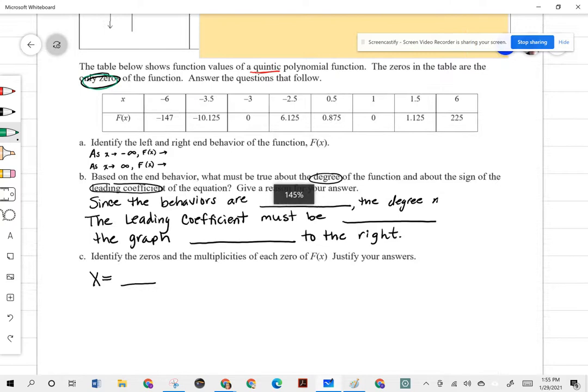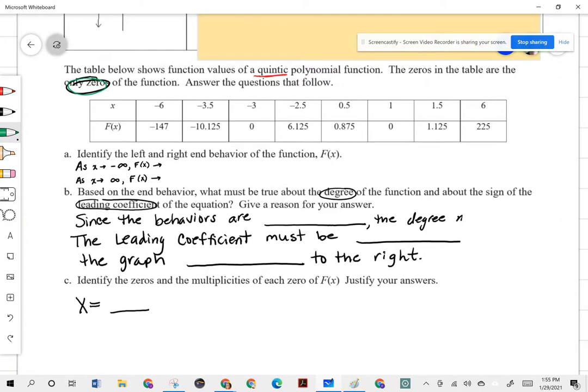Okay, so we're supposed to take a look at this and identify the left and the right end behavior of the function. We'll go to the right first. This is the right behavior as x approaches positive infinity. So that means we are looking at the 2 points here, and we're just looking to see what's happening there. Are we going up or are we going down? Well, we're going from 1 to 225. So I would say that we are going up. So as x goes to infinity, f of x is also going to infinity.